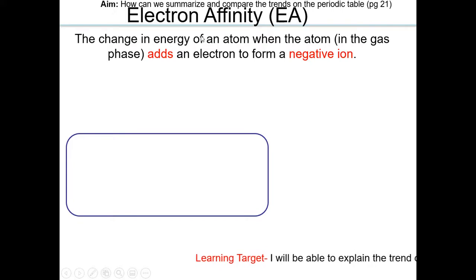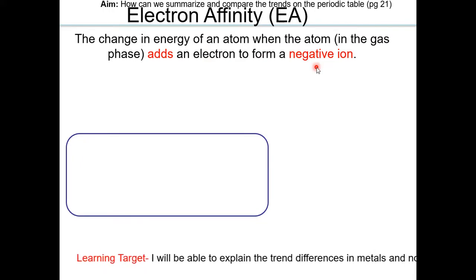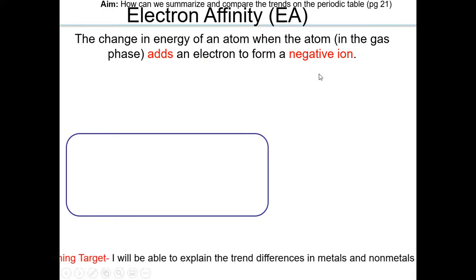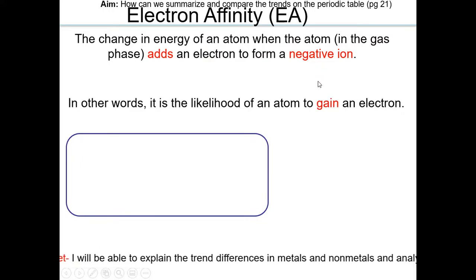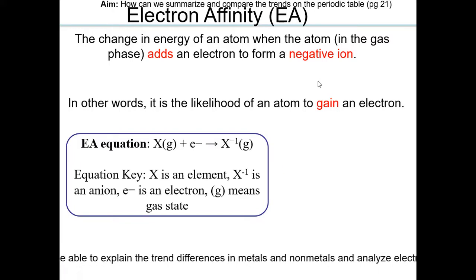Now we're going to talk about the last trend, electron affinity. Keep in mind, electron affinity is not on the regents. Electron affinity is the change of energy of an atom when an atom adds an electron to form a negative ion. Basically, it's similar to ionization energy in which you form an ion, but this time you're forming a negative ion, or an anion. So this would be the equation. X is the element and it gained an electron, forming an anion.